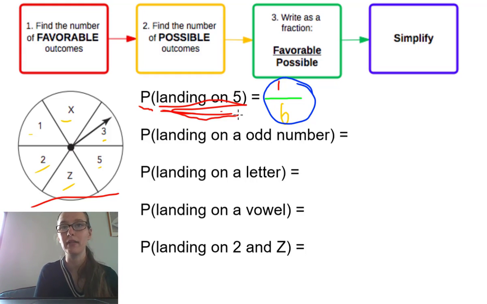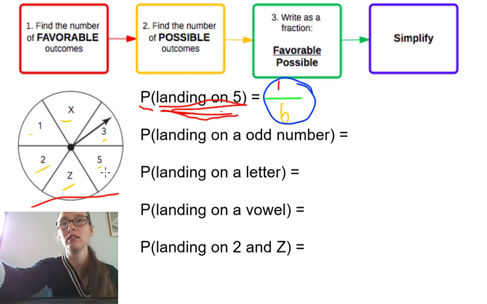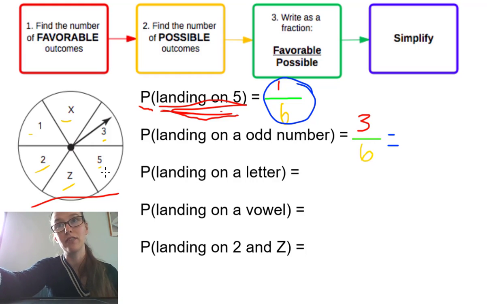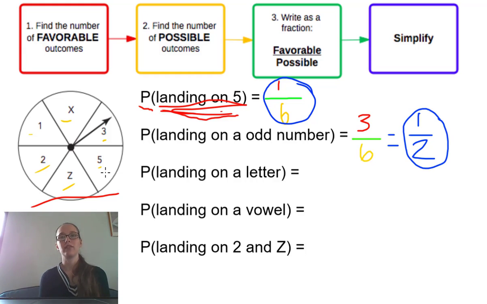So we want to know the probability of landing on an odd number. I look at my spinner, I look at all the odd numbers. So I see 1, 2, 3. There's 3 odd numbers. There are 6 total possible outcomes that I could land on. And I have to write it as a fraction, according to step 3, and then I have to simplify. These can both be divided by 3 to get me 1 over 2. So the probability of landing on an odd number is 1/2, or 50%.